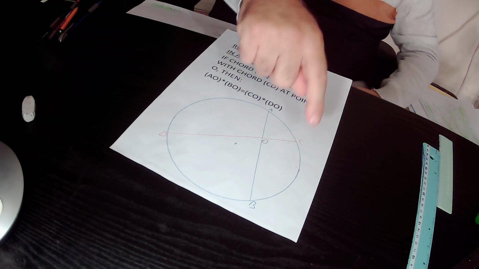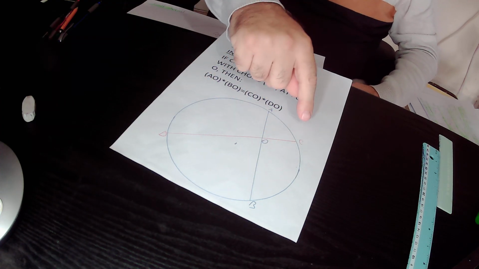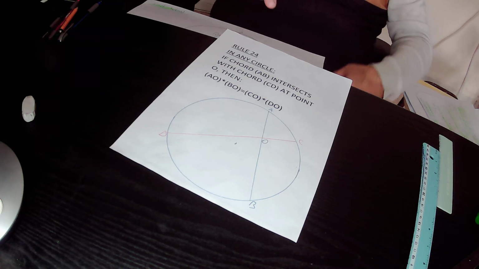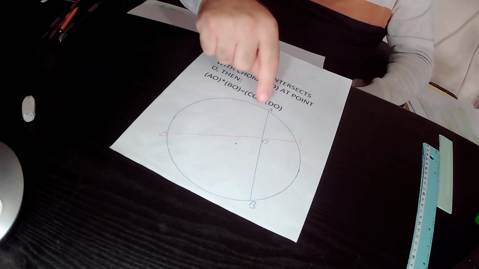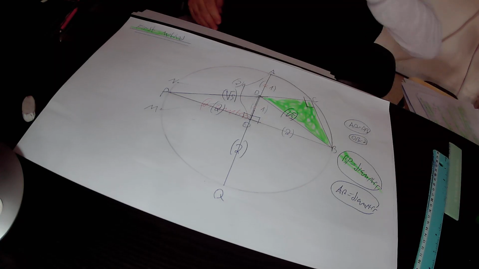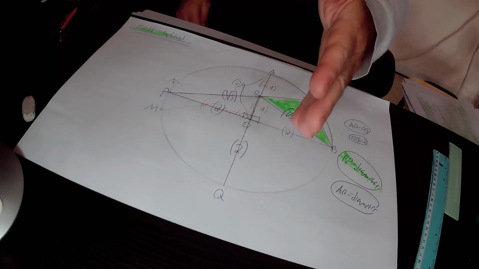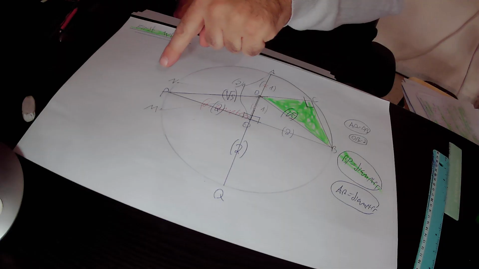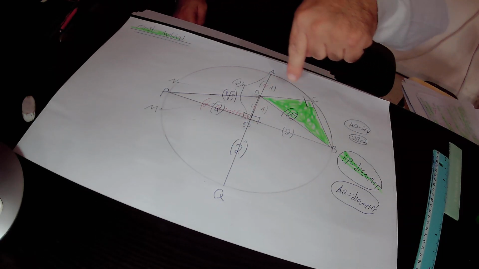So we have a circle with chord AB that intersects with chord CD at point O, and in this drawing the following equation is true: AO times OB equals CO times OD. So we can implement the theorem in our drawing. In our drawing, chord AQ is the diameter of the circle, that is the biggest chord in the circle. Chord AQ intersects with chord CP at point D.